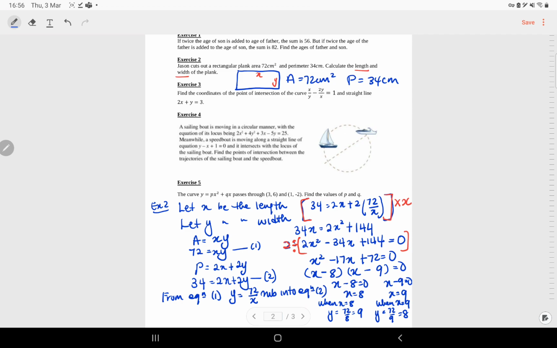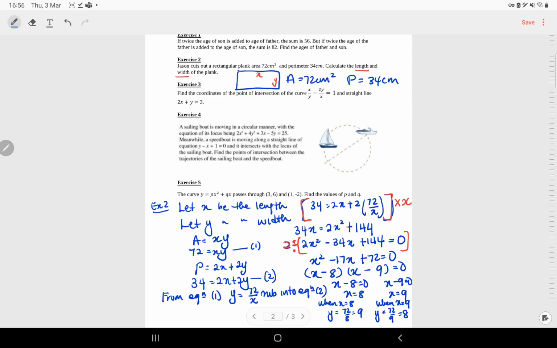Well, if you look at this equation, you say, aha, teacher, but I see four unknowns here. Do I need four equations? In this case, it's telling you that the curve passes through the points (3, 6) and (1, -2).